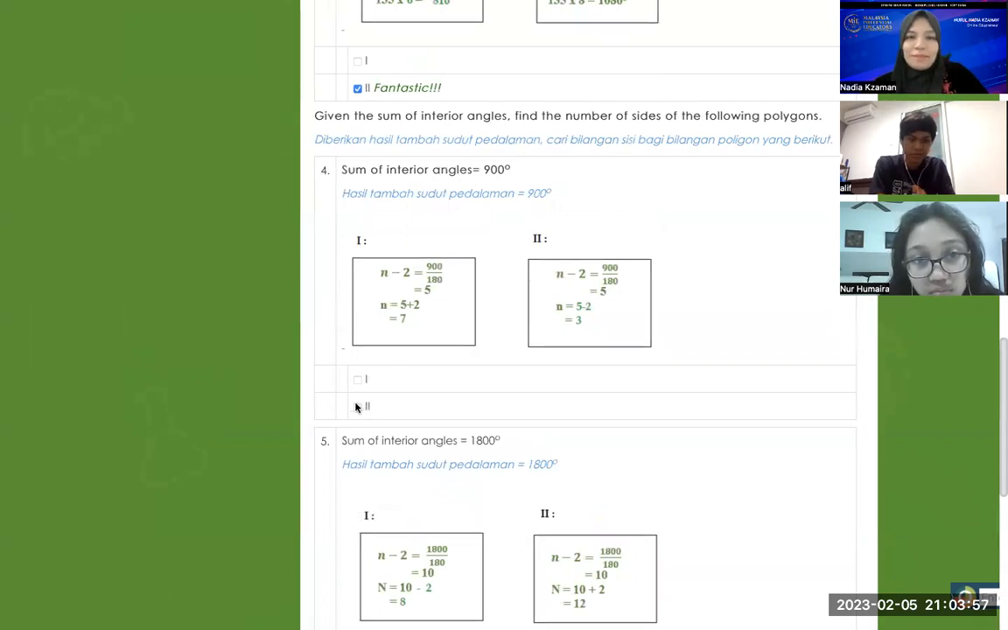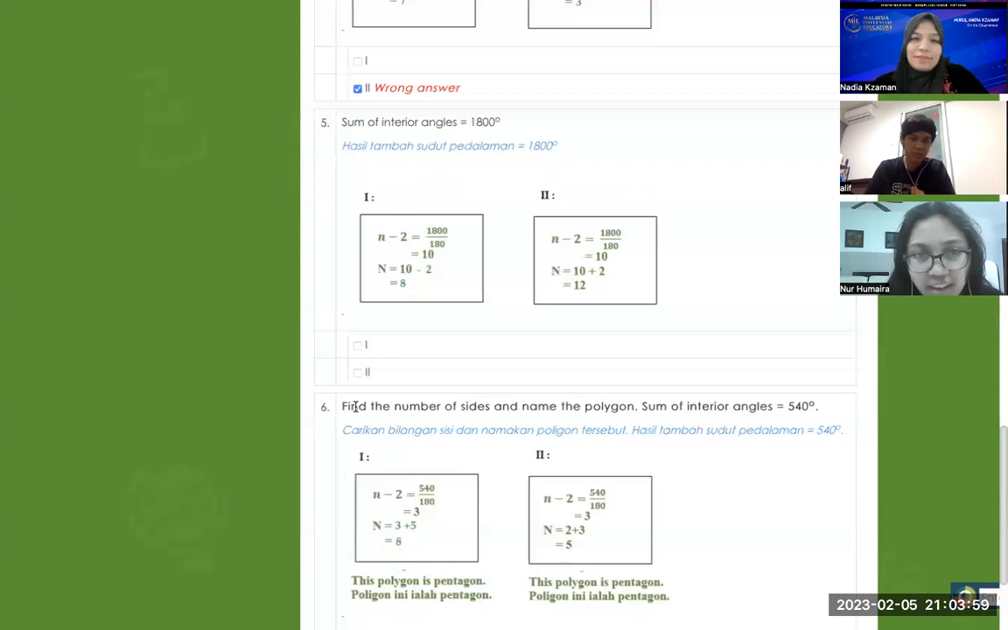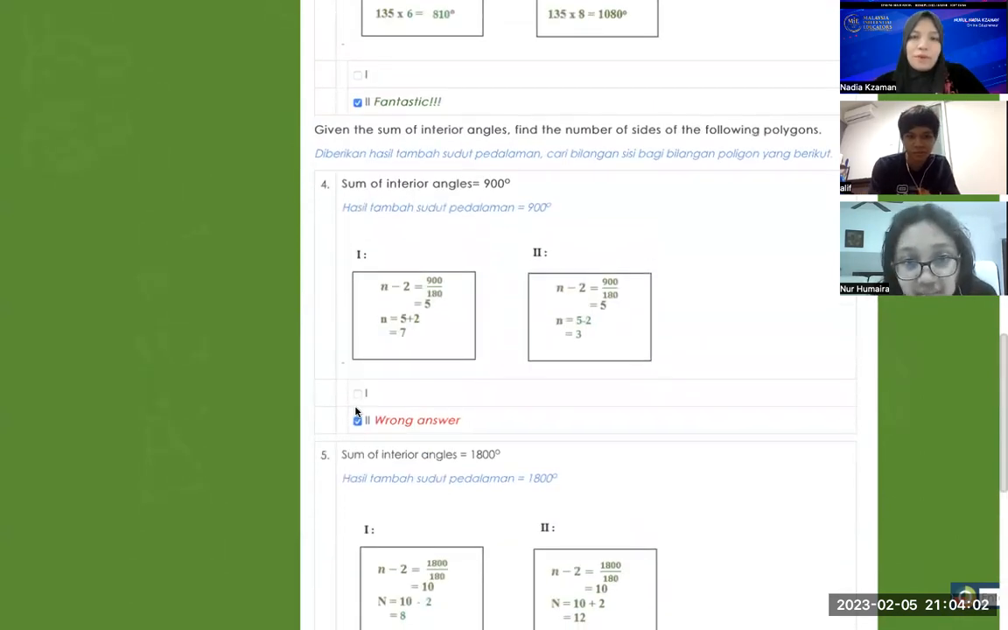Okay, number 4, Myra. Try again. Okay, let's see. Sum of interior angle is 900. So you have to find the number of sides. How many number of sides? You said that number of angles is 2. Okay, Alif, do you know how is the answer for number 4?